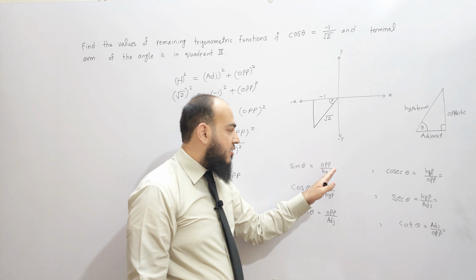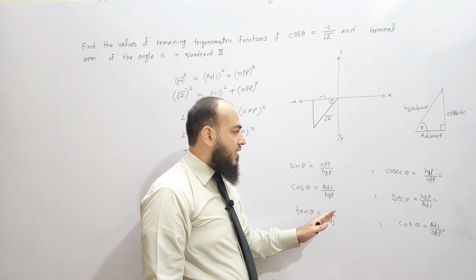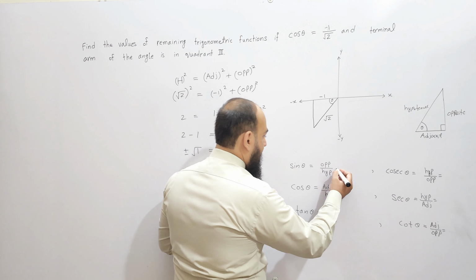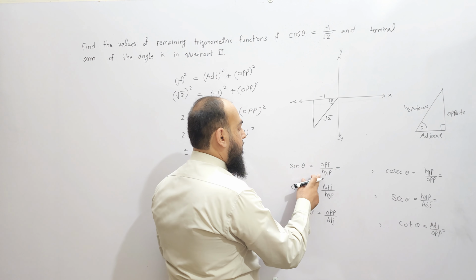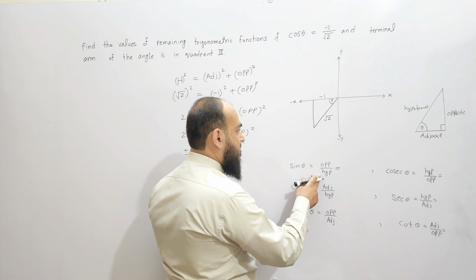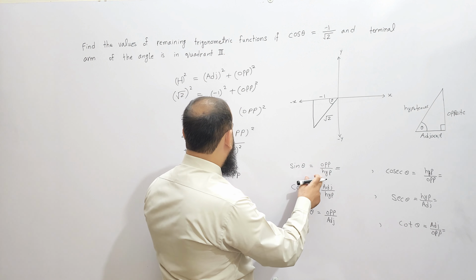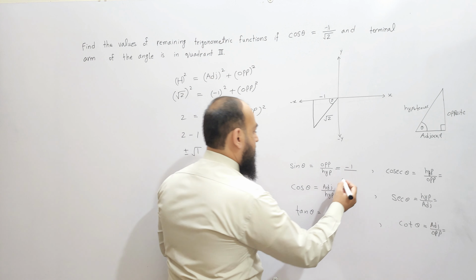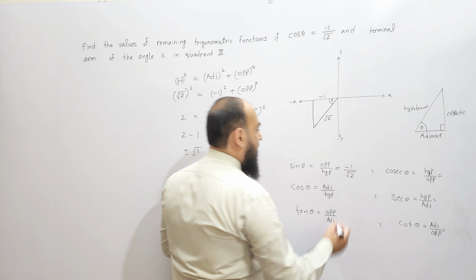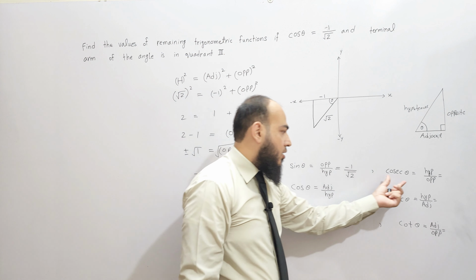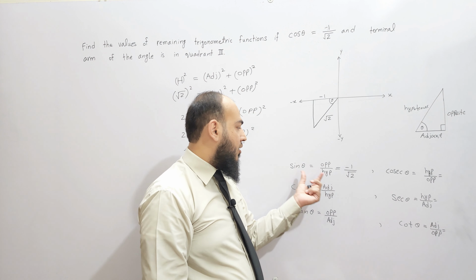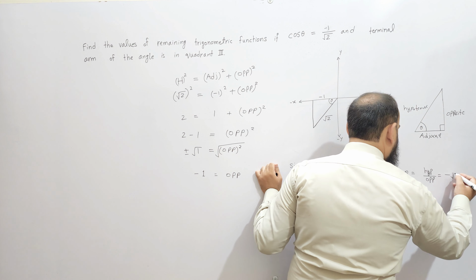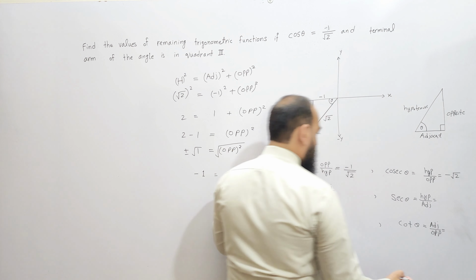Now we can easily find the remaining trigonometric function values. Okay, now you have to put the values here. Sine theta is opposite over hypotenuse. Opposite is minus 1, and hypotenuse is square root of 2. And cosecant is the reciprocal of sine theta. That is why you will get the answer minus square root of 2.